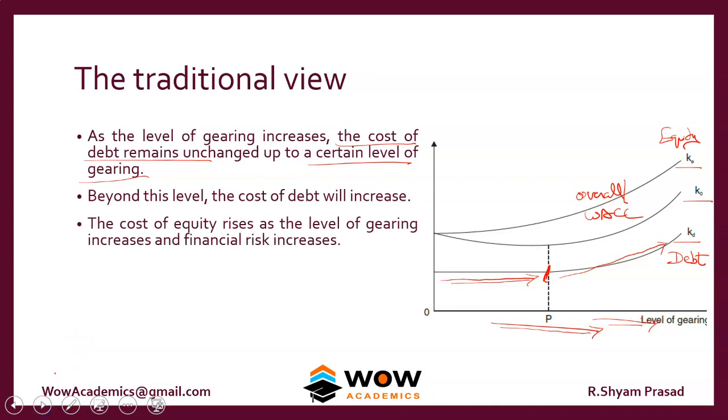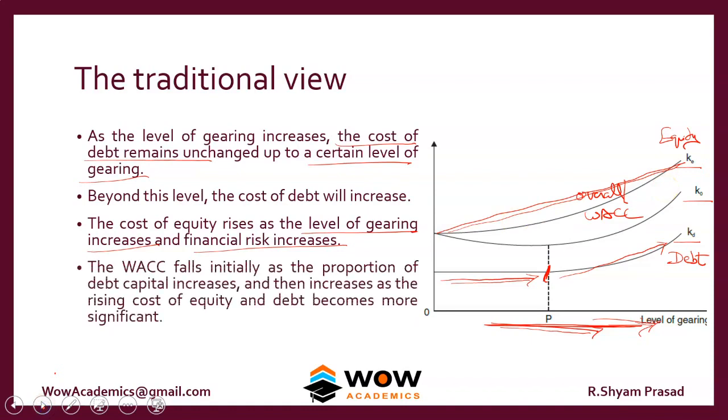The cost of equity rises as the level of gearing increases, and the financial risk increases. So here the equity shareholders feel that debt is always a kind of risky thing. So whenever the gearing is increasing, the cost of equity keeps on increasing. You can see it here in this line. It keeps on increasing. The WACC falls initially as the proportion of debt to capital increases and then increases as the rising cost of equity and debt becomes more significant.